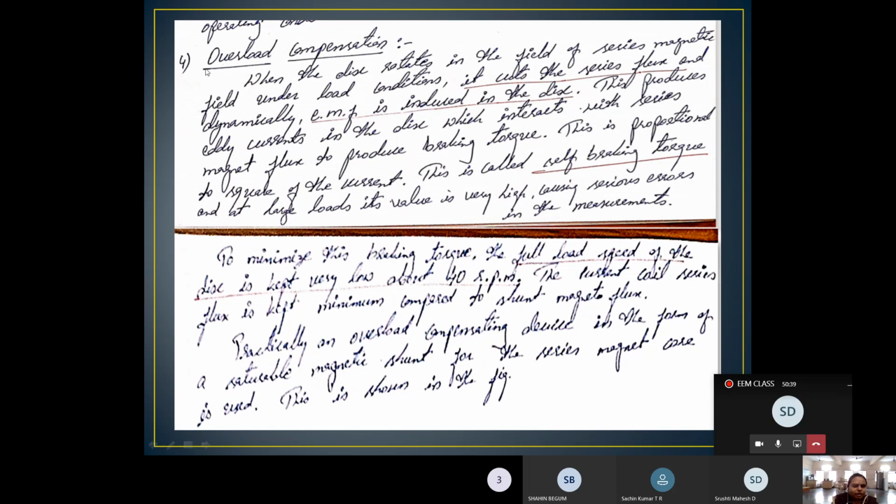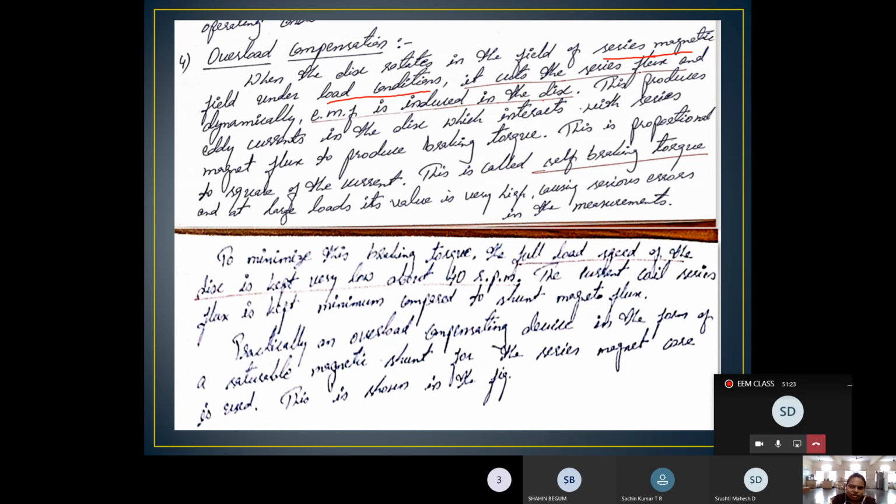And the fourth one is the overload compensation. What we can read here: when the disc rotates in the field of the series magnet, under load condition, it cuts the series flux, and dynamically an EMF is introduced in the disc.